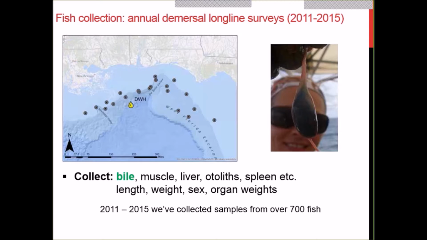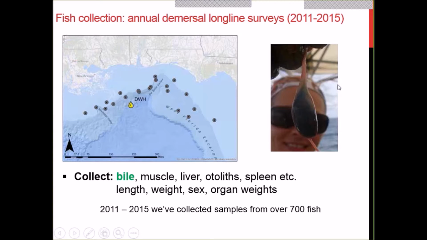And we collect our fish every summer. We go out longlining in the Northern Gulf. We've been doing this since 2011. On the left, we have our map showing our longlining stations in gray, and we have been longlining in the Northern Gulf from the West Florida Shelf to west of the Mississippi River.